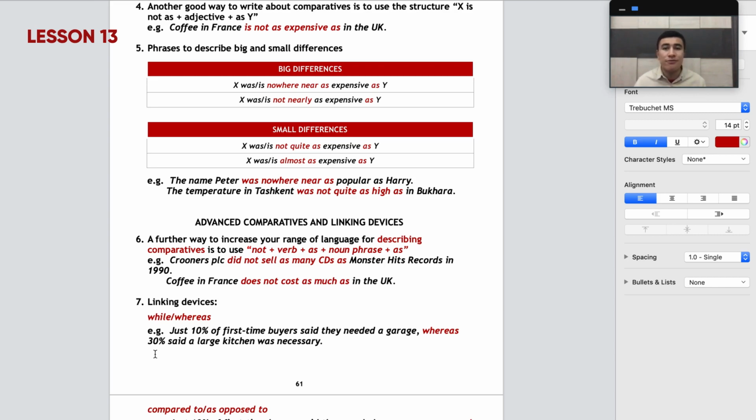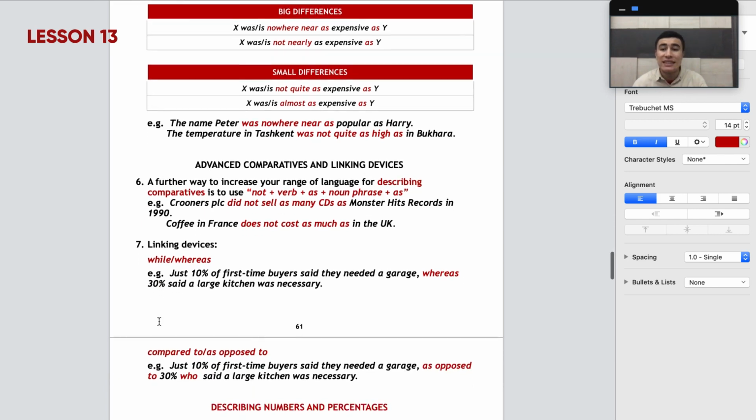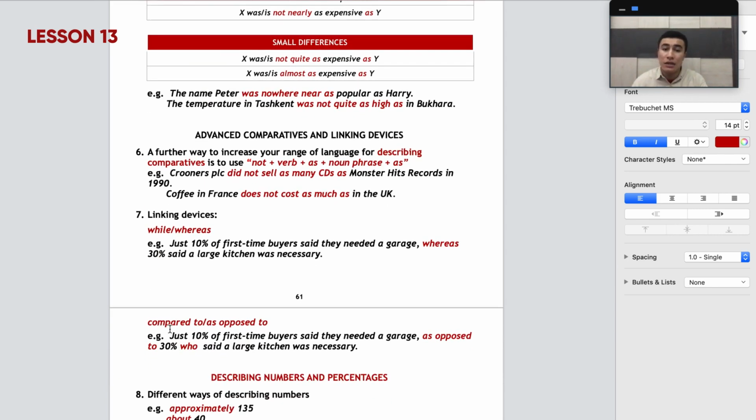So instead of, let's say, delivering the information in two separate simple sentences, okay, you can use these linking devices and construct one complex sentence here. And of course you should remember that when you're using while or whereas in your sentence, you should put a comma before these words, so you can see it here.